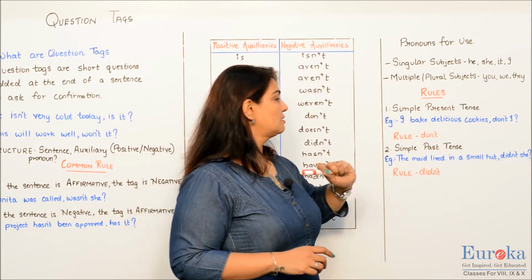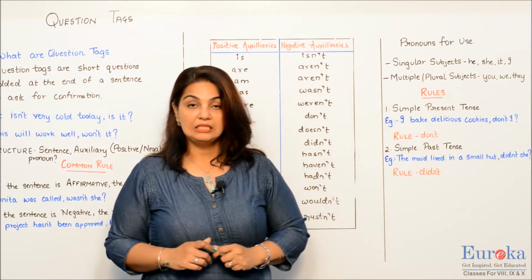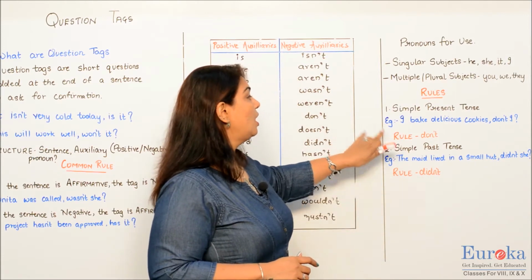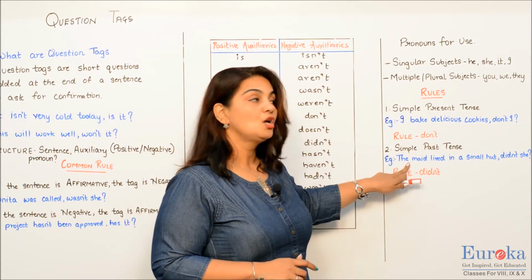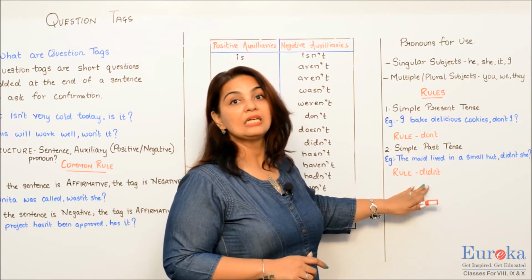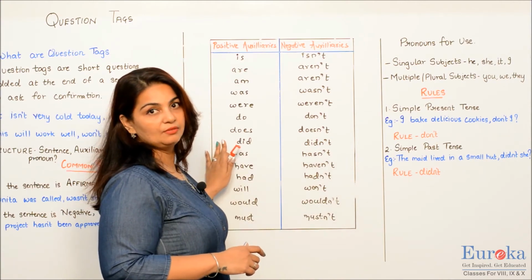Simple past tense. The maid lived in a small hut, didn't she? The same formula that we applied over here: we do not have an auxiliary. So for the simple past, we always use didn't. That is the negative of did.